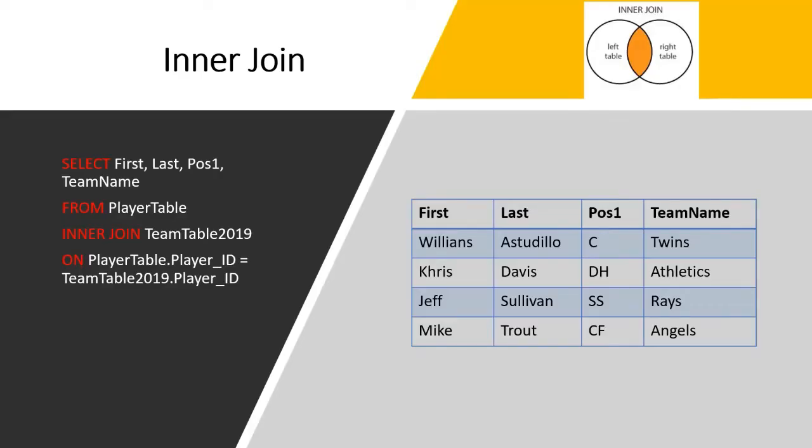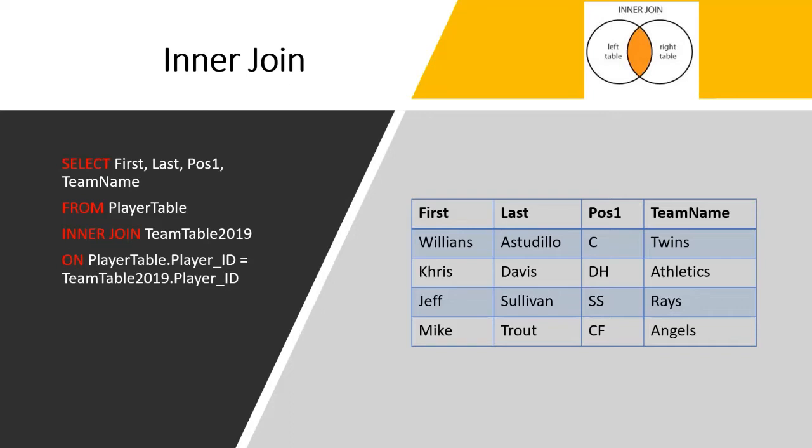So getting into SQL, let's start with an inner join. In SQL, it's very common to use select, from, and there are other statements like where, inner join, outer join, left join, right join, on, order by, many different statements, but mostly we'll use select and from as most people in SQL do. In this case, we're going to use a select statement where we select first name, last name, position, and team name from the player table.